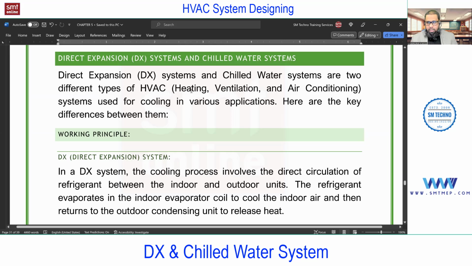In short, we call it DX, a direct expansion system. And the second is the chill water system. Let me read and you'll get the confirmation. The difference between the two systems, DX and chill water, is that in the DX system, the refrigerant is directly responsible to cool the air. And in the chill water system, the refrigerant is used to cool the water. Then the water is responsible to cool the air, like what we discussed in the previous session. That is the major difference.